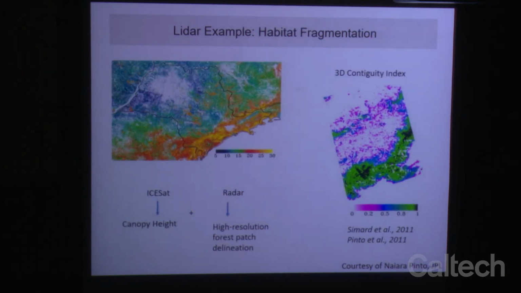It's an example there. Another example here from Mark Simard and Naiara Pinto, their work on habitat fragmentation, looking at various LiDAR data sets combined with radar in this case to come up with a contiguity index for habitat fragmentation.